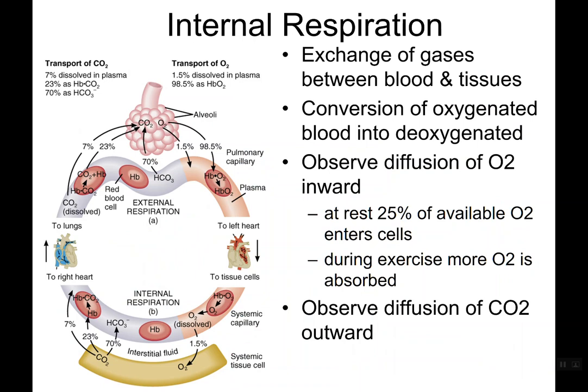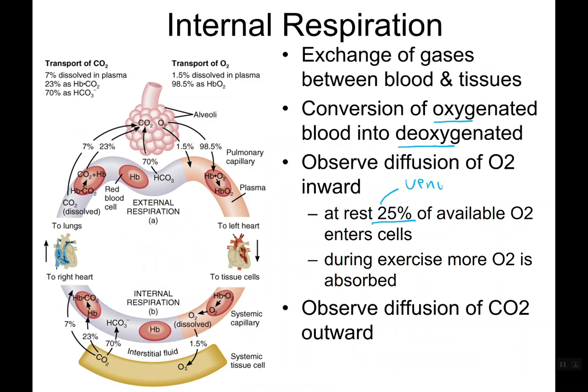So internal respiration is the exchange of gases between blood and tissue. This is basically everything you just saw with external respiration, but with the arrows in the opposite direction. This results in the conversion of oxygenated blood into deoxygenated blood, and the diffusion of oxygen proceeds from the blood into the respiring and active tissues. At rest, only about 25% of available O2 enters cells, leaving you with that venous reserve, where there's leftover oxygen in your quote-unquote deoxygenated blood.